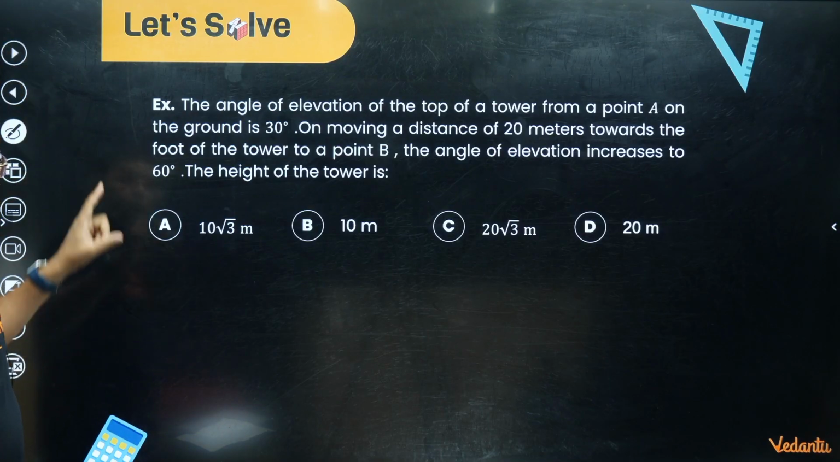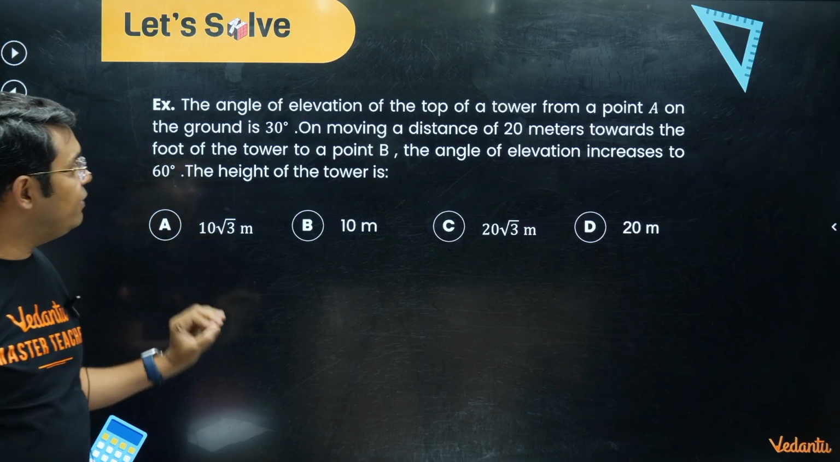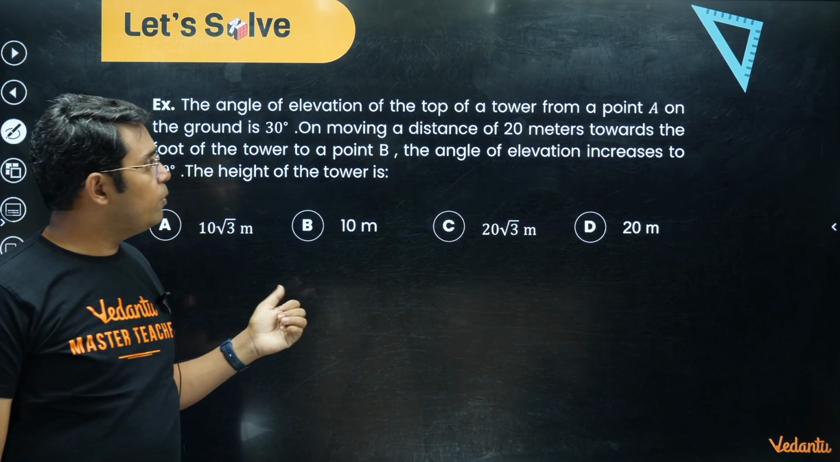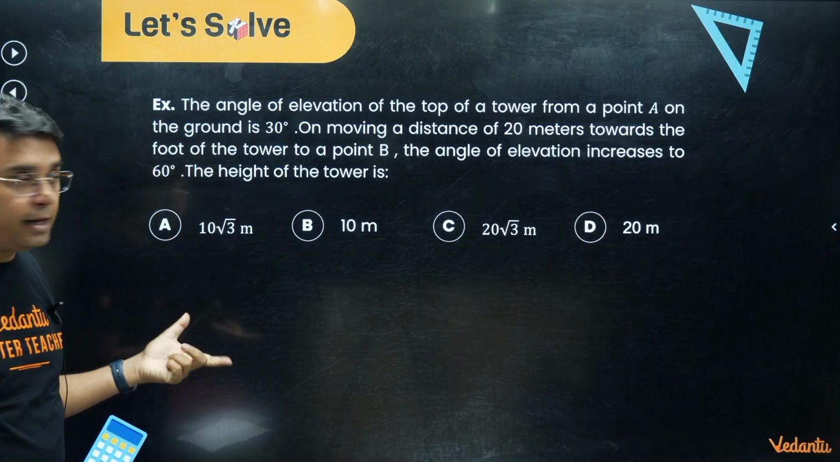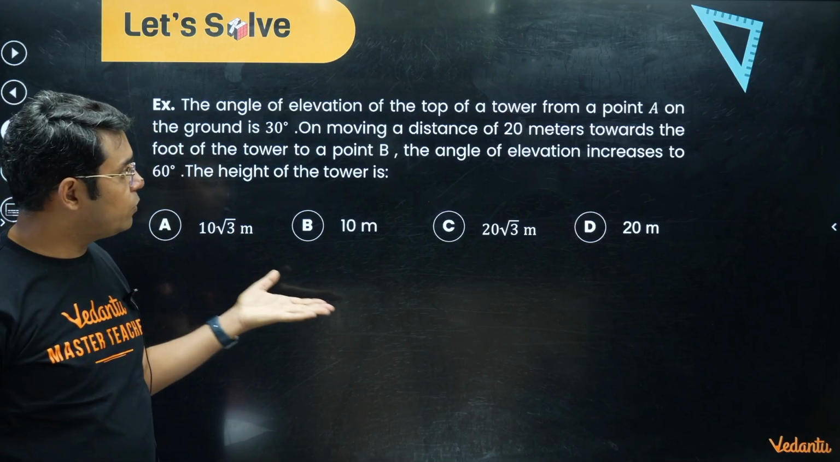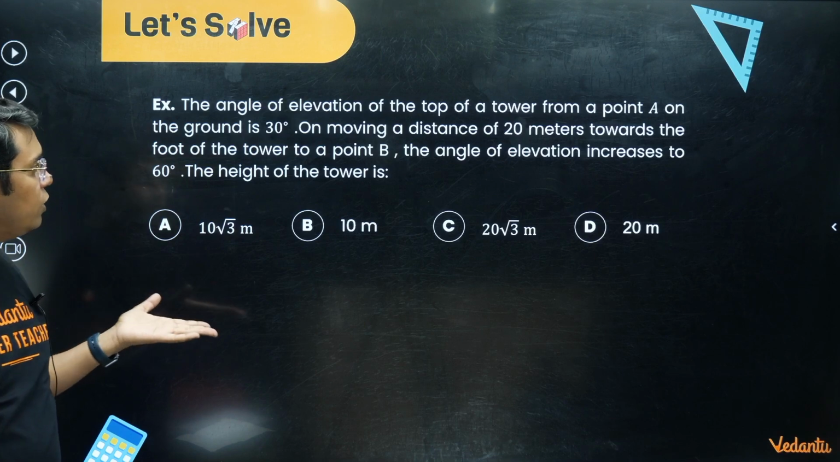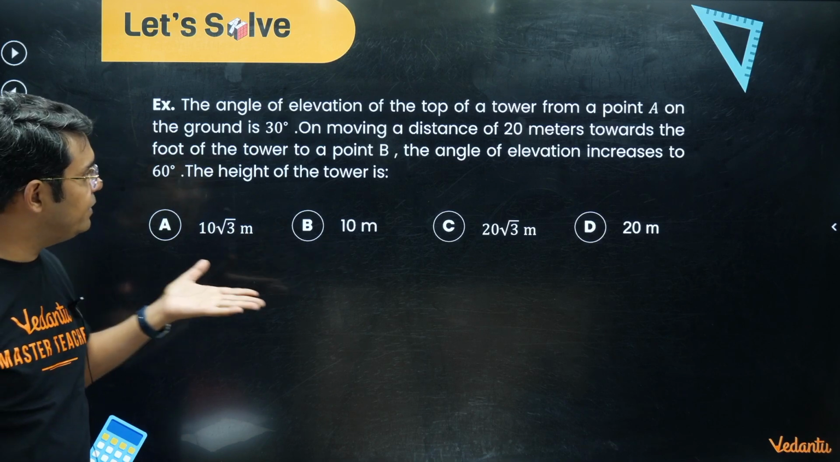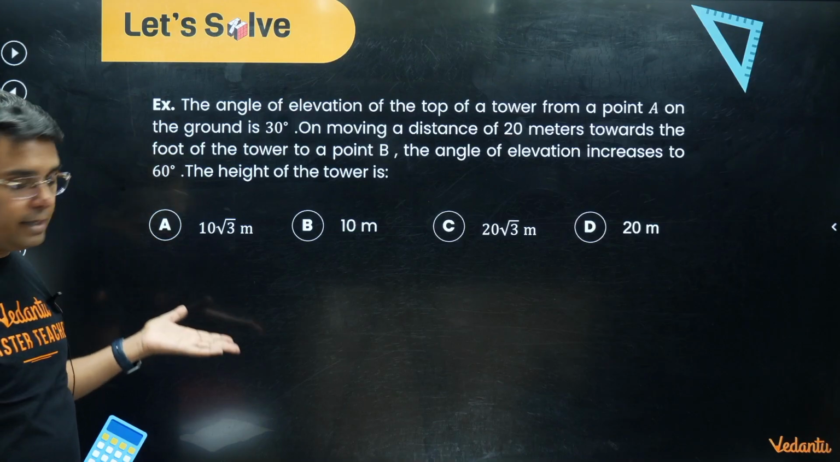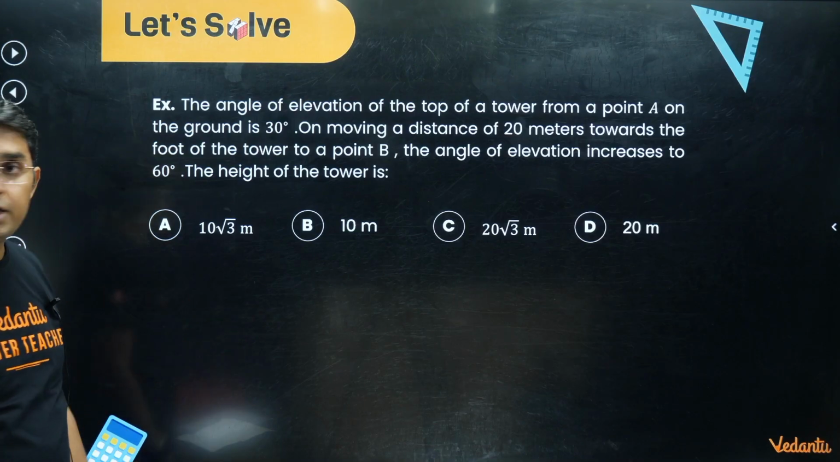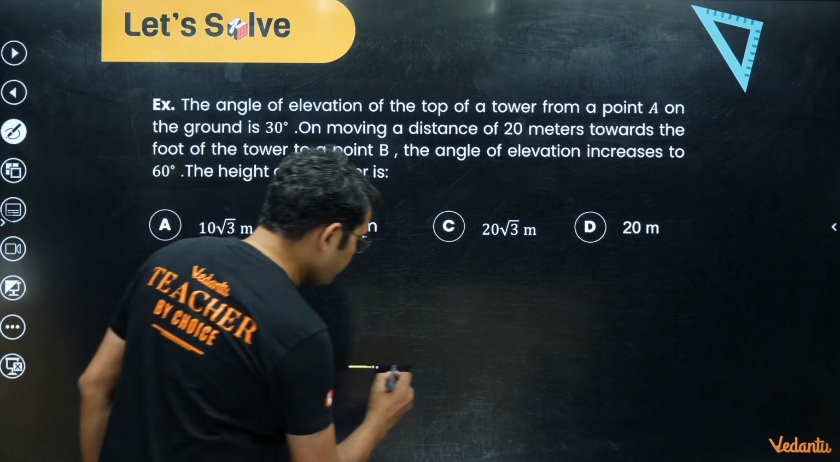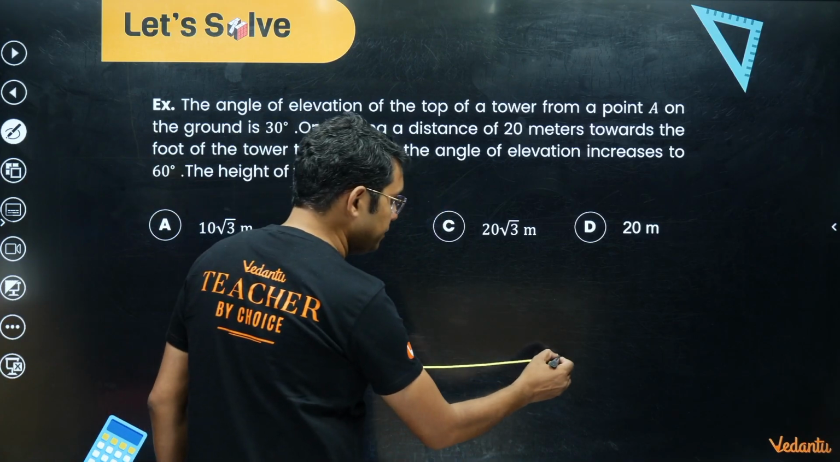Now one more question. The angle of elevation of the top of a tower from a point A on the ground is 30 degrees. On moving a distance of 20 meters towards the foot of the tower to a point B, the angle of elevation increases to 60 degrees. We have to find the height of the tower. In such questions, we should make a diagram.